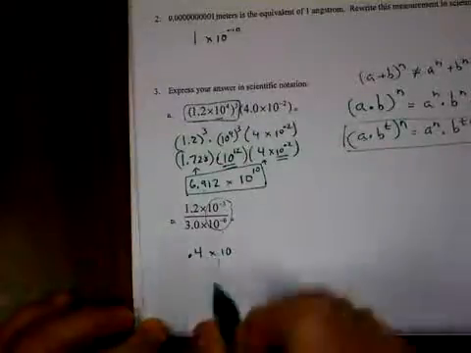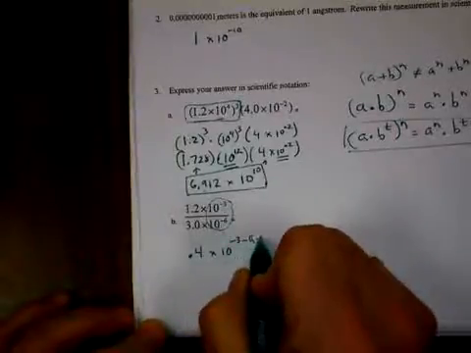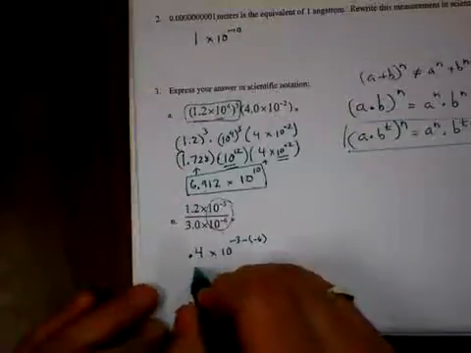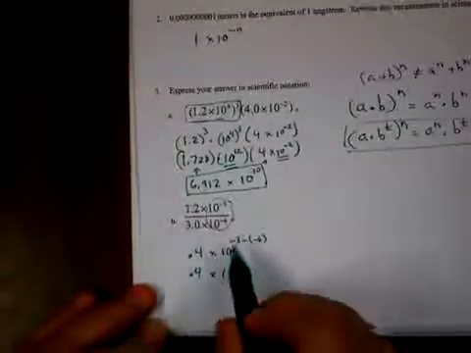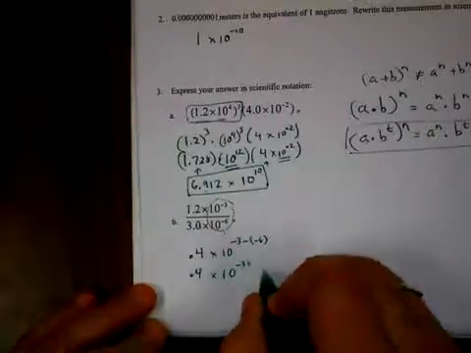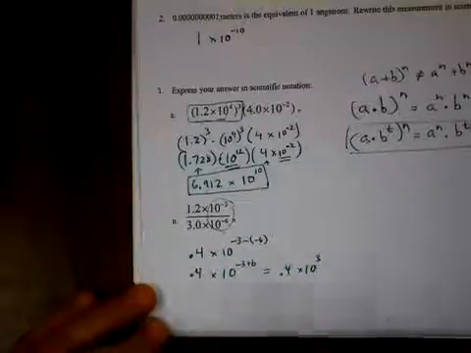Now be careful, because when you subtract, you're going to do negative 3 minus negative 6. This power minus that power. And so that turns out to be 0.4 times 10 to the negative 3 plus 6. And negative 3 plus 6, you all know, is positive 3. So you have 0.4 times 10 to the third.